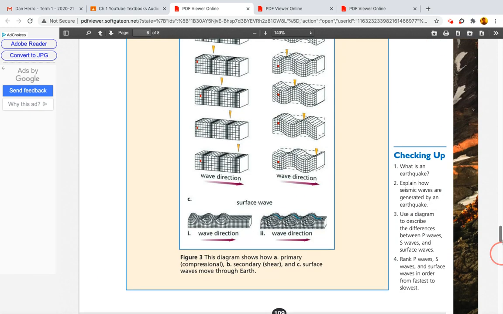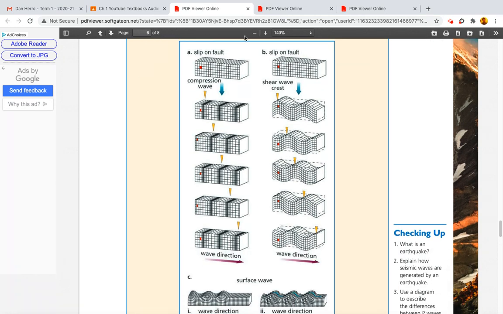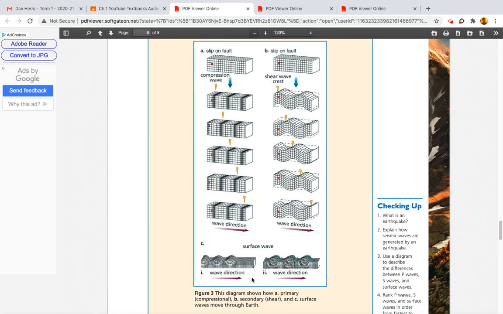Let me scroll up a little bit. This diagram shows how different types of waves move through Earth. And here are the types. Primary, let me zoom out a little bit. Okay, A is primary, B is secondary, and C are the surface waves moving through Earth.